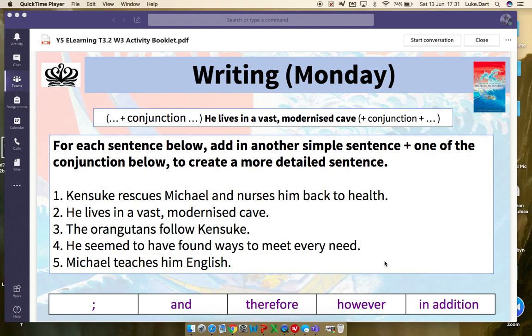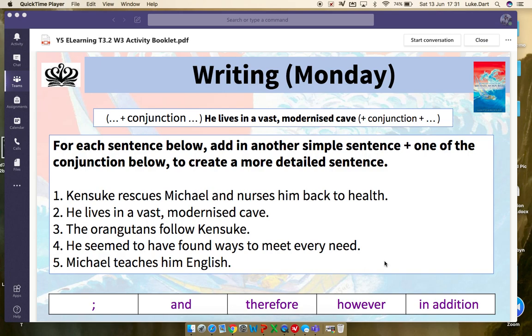At the very bottom, in purple, there are some conjunctions that you can use. Don't have to use these, but they're probably the easier ones for you to use. You can add these into whatever it is you want to write to create your 5 compound sentences.